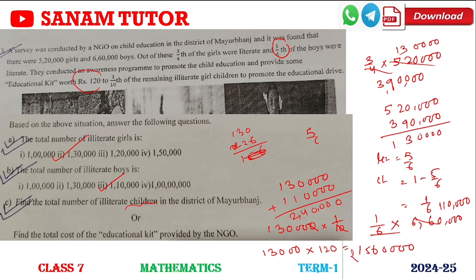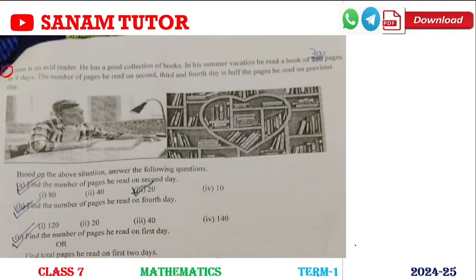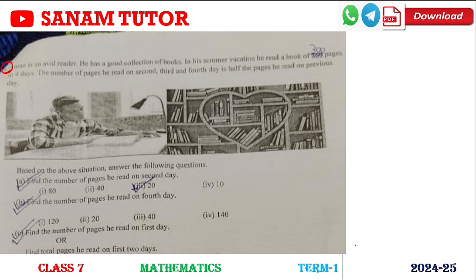Okay, this rupees. Next question. A survey. Okay. Next question is, a man is an avid reader. This question is a direct repeat from my video. Already solved these questions.